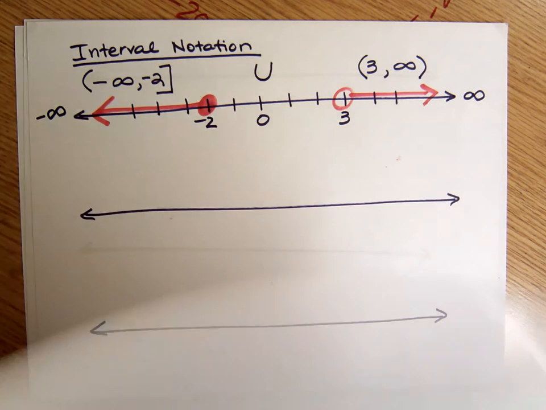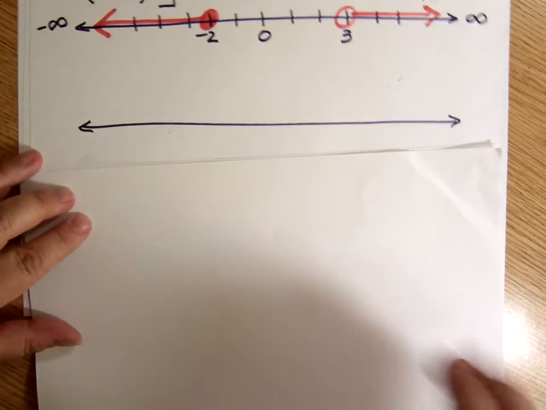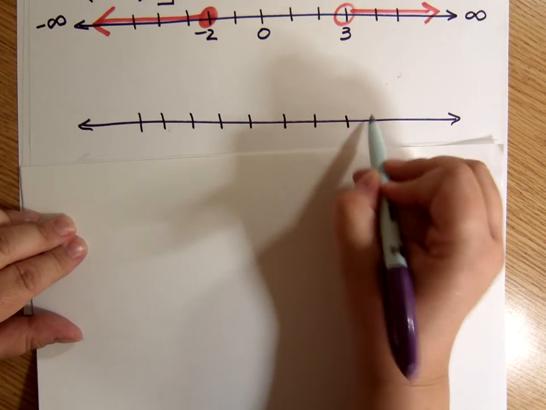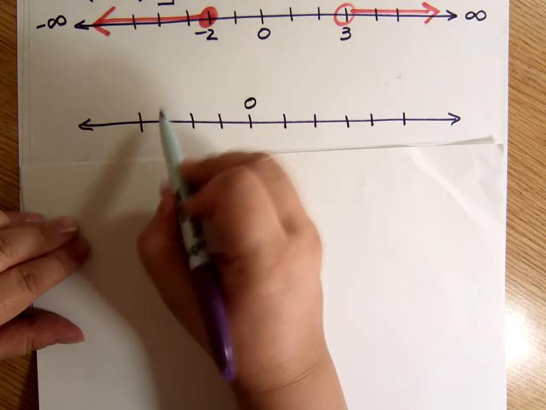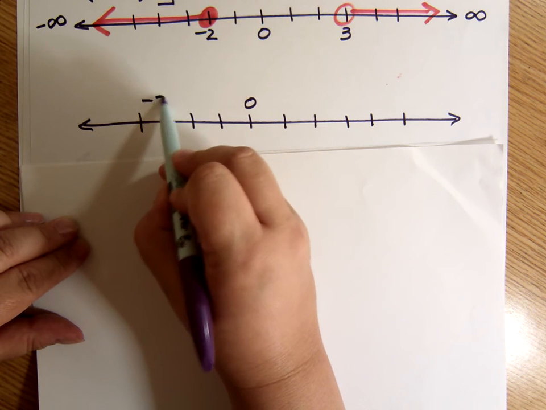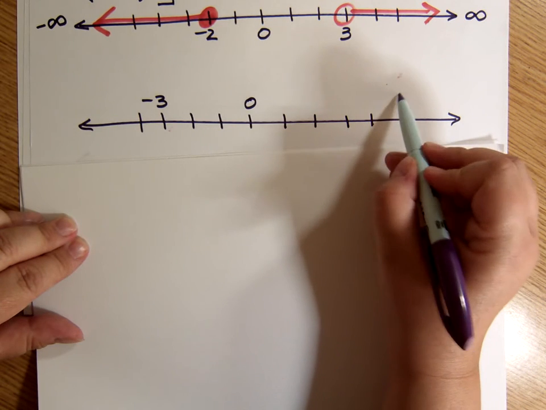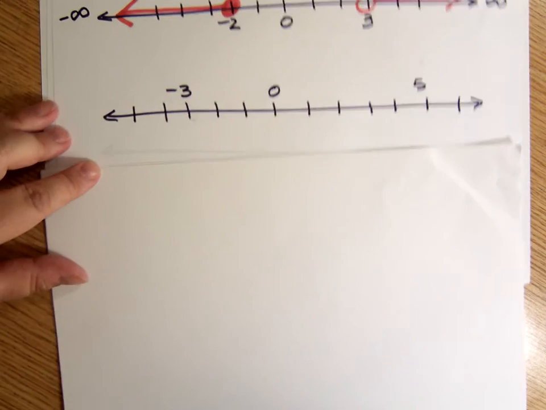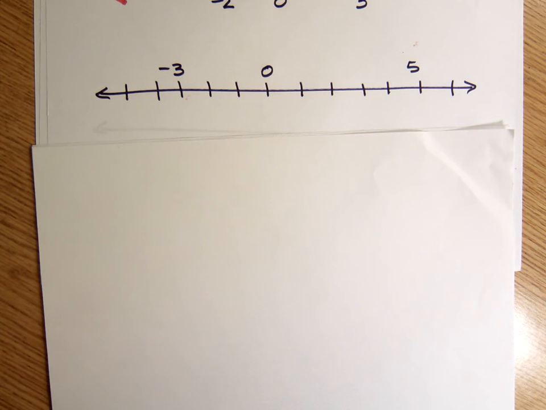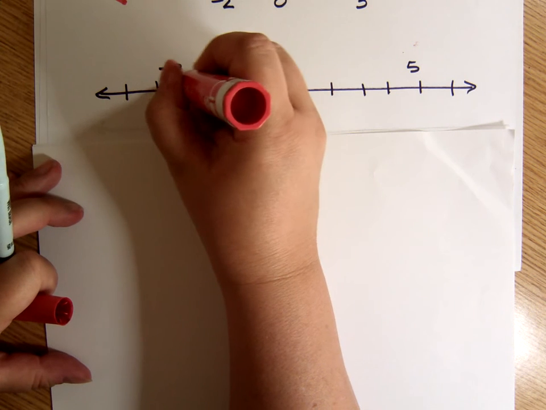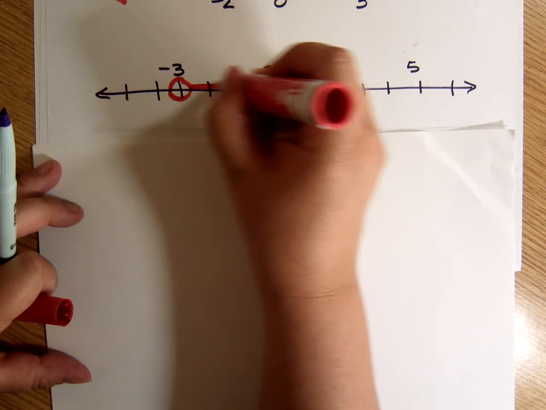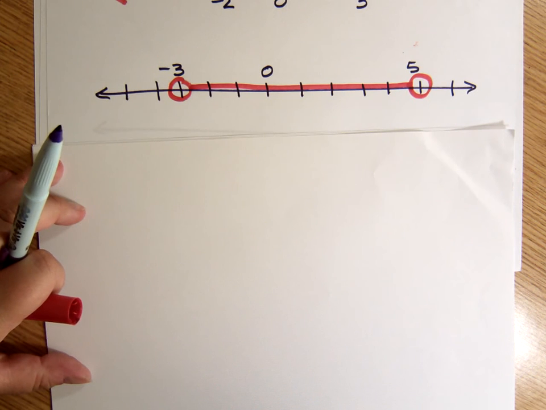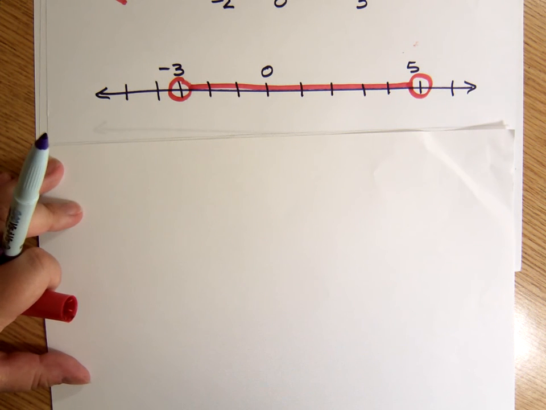Okay, let's look at one that's talking more like between two numbers. Okay, let's say I have 0, and this is negative 3, and this is positive 5. And I'm going to talk about a solution where it's from negative 3 to positive 5, not inclusive. Not inclusive meaning not including those points.